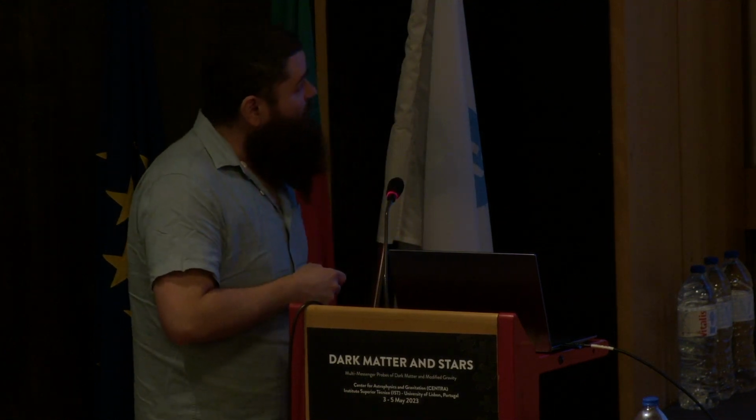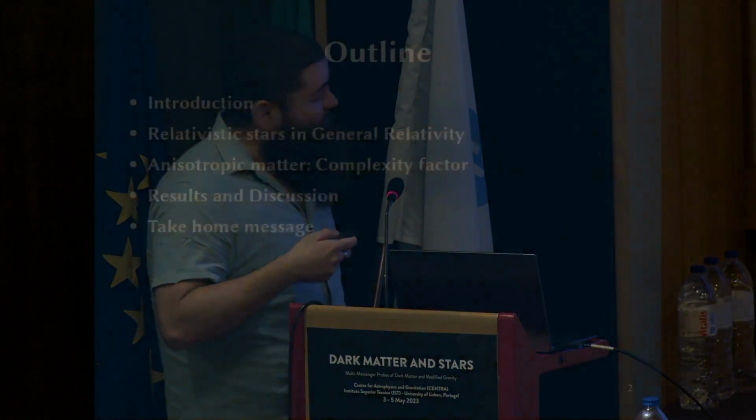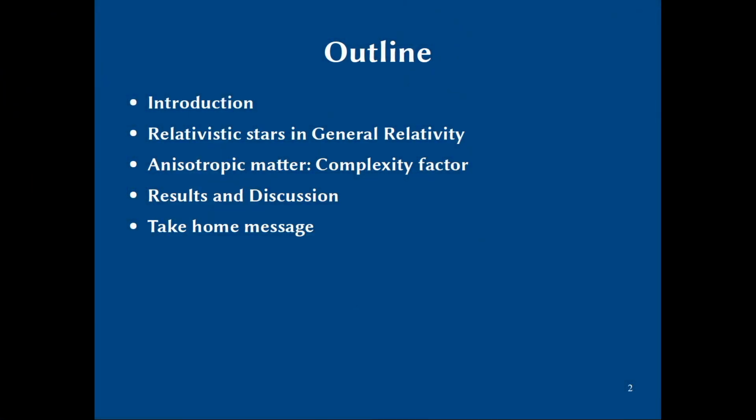The idea is, after a short introduction, to basically review the relativistic star in general relativity, and after that move to anisotropic matter based on the complexity factor formalism, which is a more theoretical idea, but can be applied to real situations. After that, we will just show a few figures to summarize the main result of this short talk and the main take-home message.